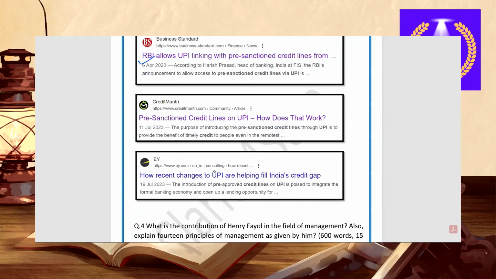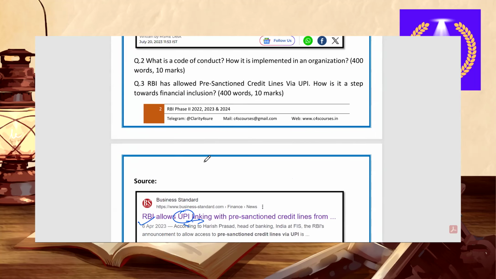Syllabus, UPI is part of your syllabus, UPI, NPCI, digital banking is a part of the syllabus, okay, static part of the syllabus. But they will not ask you what do you understand about how UPI is playing. They will frame the questions like this: RBI has allowed pre-sanction credit lines via UPI. Then how is it a step towards financial inclusion? Linking two topics, financial inclusion and youth.